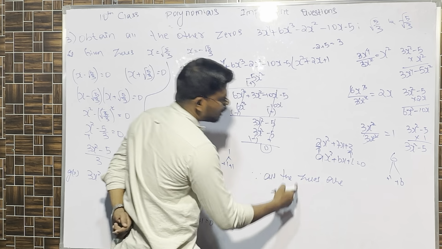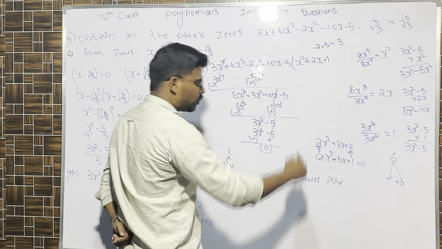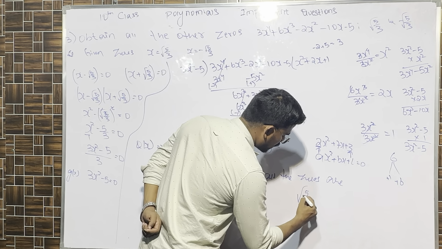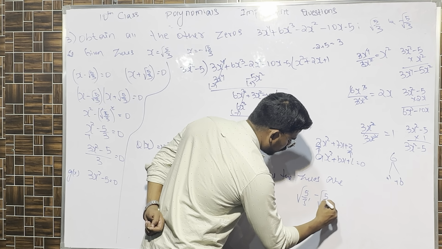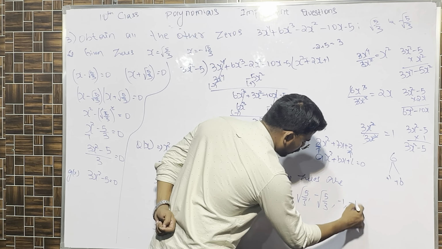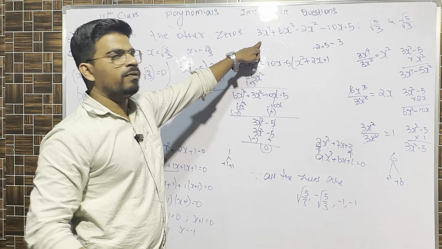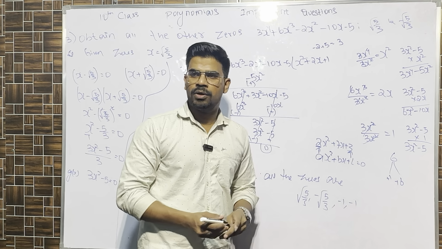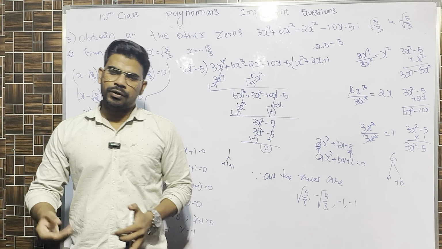What are the zeros? 2 zeros he gave, now 2 more zeros. What are those zeros? Under root 5 by 3, comma, minus under root 5 by 3, comma, minus 1, comma, minus 1. I already told you how it depends on the power. If the power is 3, you will get 3 zeros. Power is 4, you will get 4 zeros. Like that.